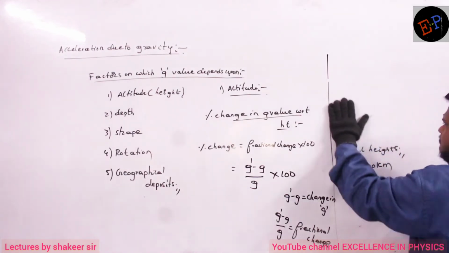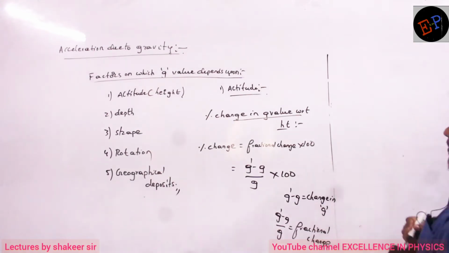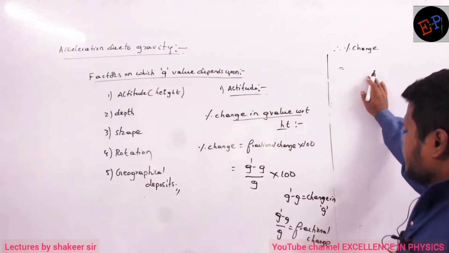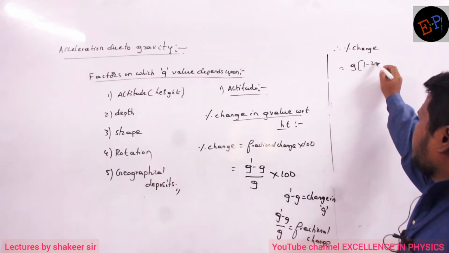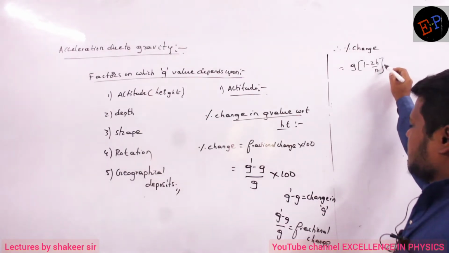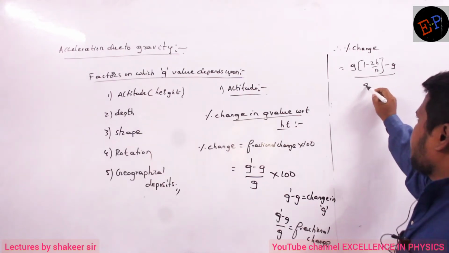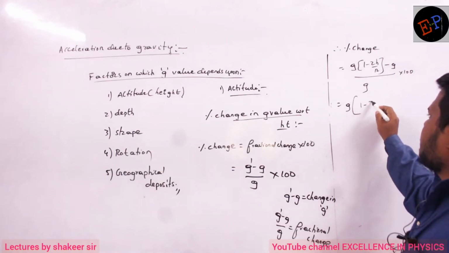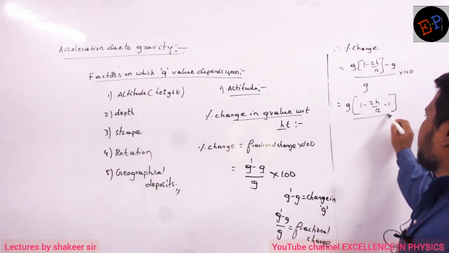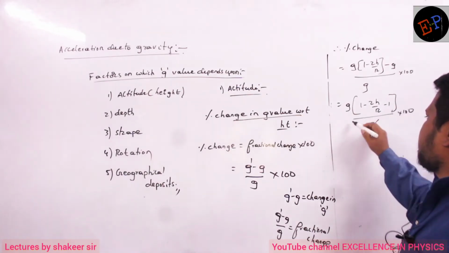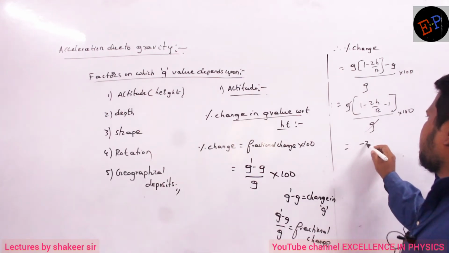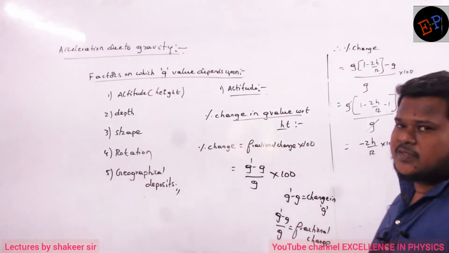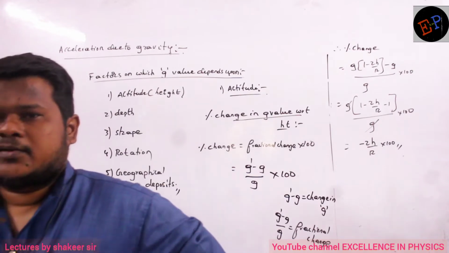So, therefore, percentage change is how much? It is equal to G dash, and G dash value is how much? G into 1 minus 2H divided by R, minus G, divided by G multiplied by 100. Clear, no? G you take common. If I take G common, 1 minus 2H by R minus 1 divided by G multiplied by 100. So G and G get cancelled, plus 1 and minus 1 get cancelled, then it is minus 2H by R multiplied by 100. Clear? So, this is the percentage change in g value with respect to height.